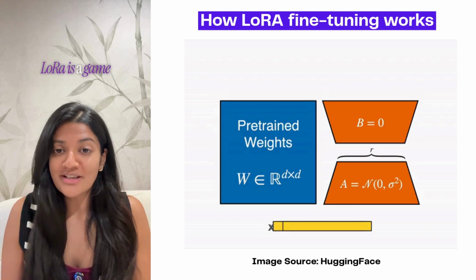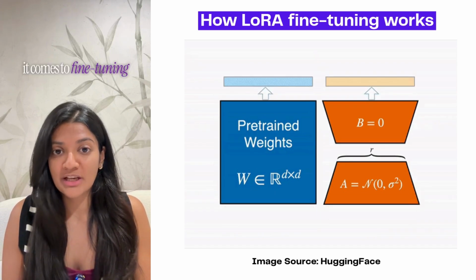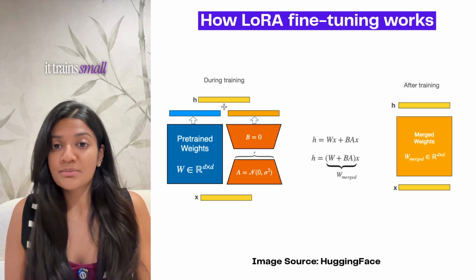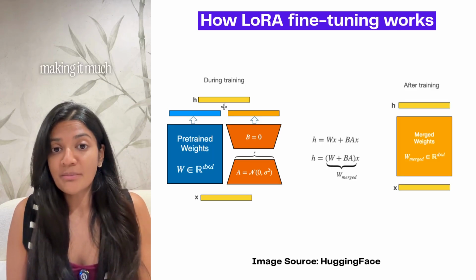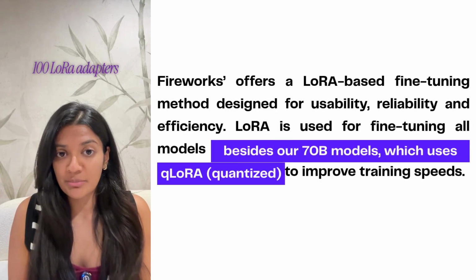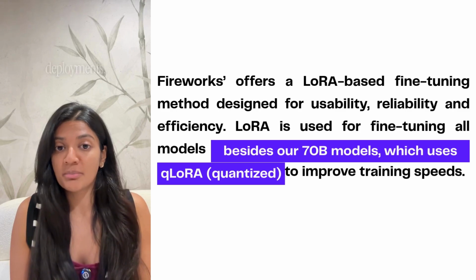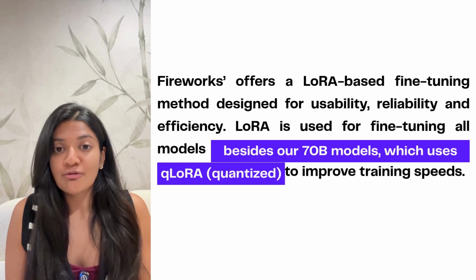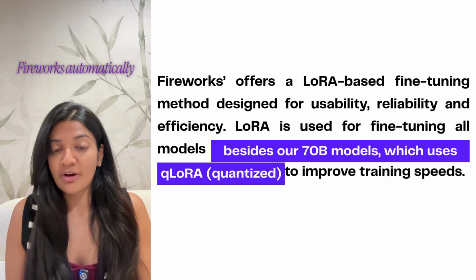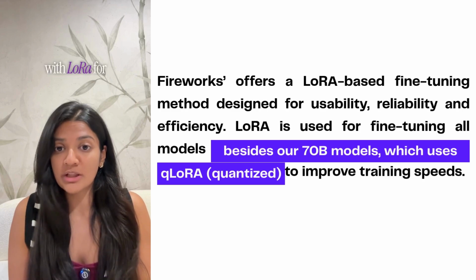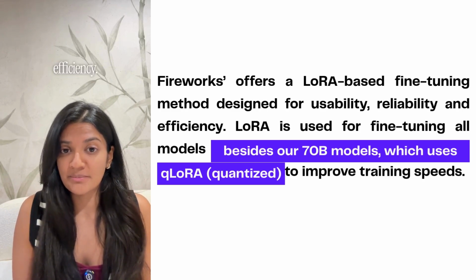case. LoRA is a game changer when it comes to fine-tuning large models. Instead of updating all model parameters, it trains small low-rank matrices, making it much cheaper and faster. Fireworks AI supports up to 100 LoRA adapters per base model on dedicated deployments, which means you can scale with zero added deployment cost. For 70B models like DeepSeek, Fireworks automatically applies QLoRA, which combines quantization with LoRA for better memory efficiency and training speed.